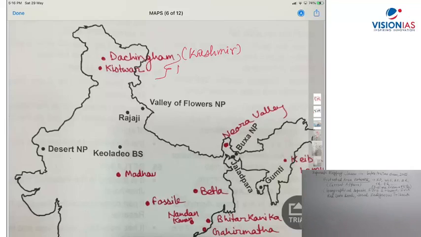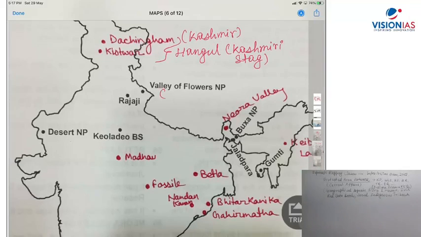Here you find the Hangul, which is a Kashmiri stag, a red deer, which you find in the Kashmir Valley. It's called Hangul. It's a critically endangered species. Then Valley of Flowers National Park, that's a part of Nanda Devi. It comes under the Nanda Devi Biosphere Reserve.